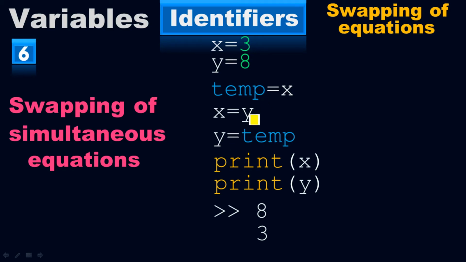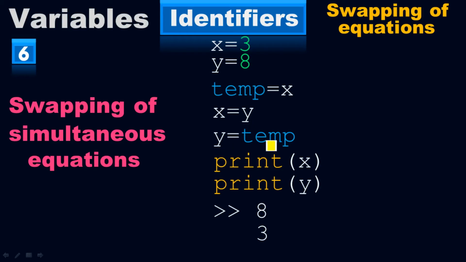Since x equals y in the case of simultaneous equations, when I took the print of x, I got 8. How? Look, x equals temp. If x equals temp, it means that y equals temp. It means that y equals x. What is the value of y? The value of y is 8. But what is the value of temp, which is x? It is 3. So when you take the print of y, you will get 3 here instead of 8.